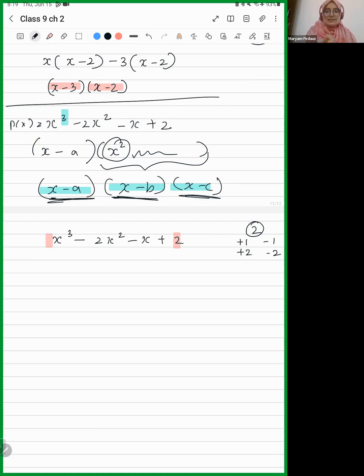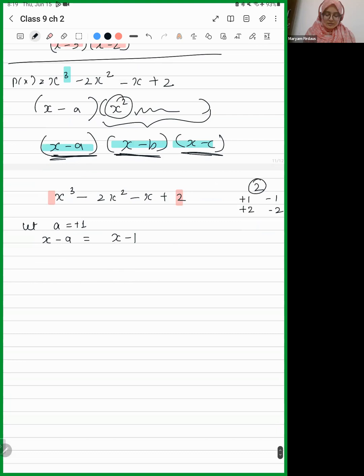So what we are going to do next is a trial and error method. We are going to check each of these. We are going to see if this is a, or in other words, we are going to see if any of these is a zero of this polynomial. Let's start with positive 1. So let a equal 1. Then x minus a is equal to x minus 1, right? Yes.